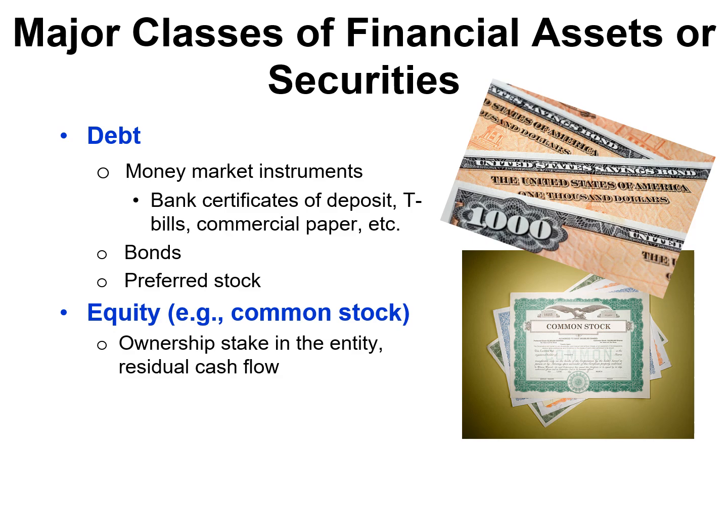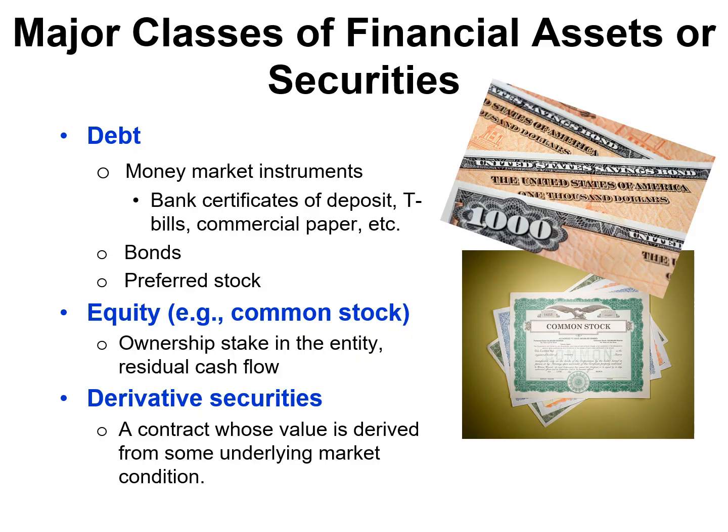Then we have equity securities, with common stock being the most prevalent form. Holding common stock means you have an ownership stake in a company. This gives you a claim on the residual cash flows, which are the earnings after the company has paid all its expenses, including debt payments. This class of security participates directly in the success or failure of a company, with dividends and capital gains as the primary returns.